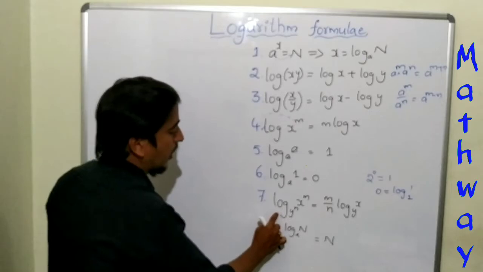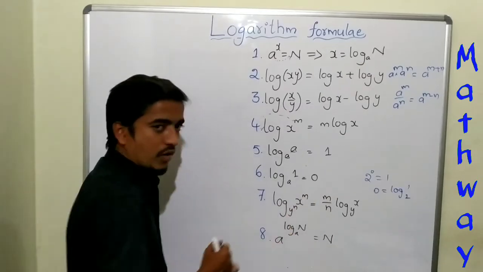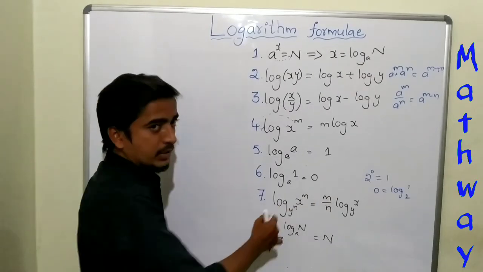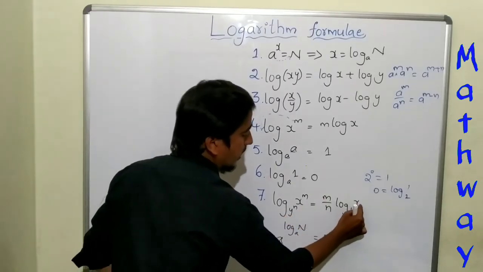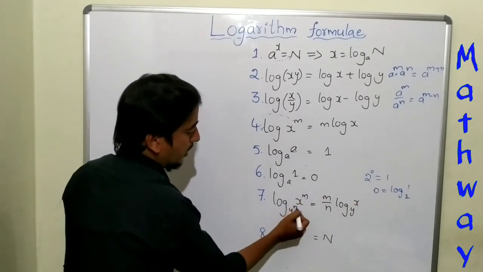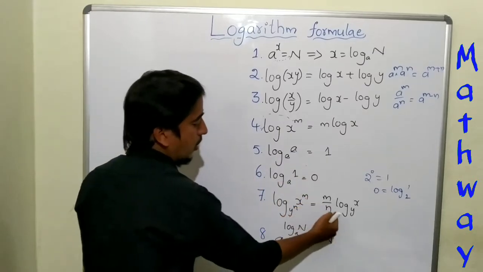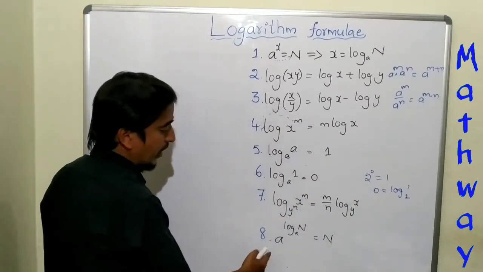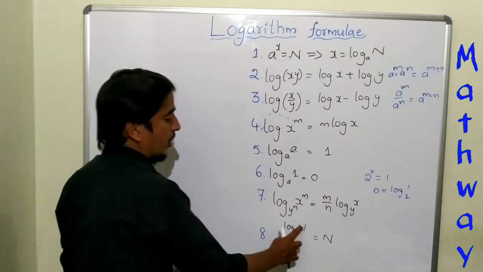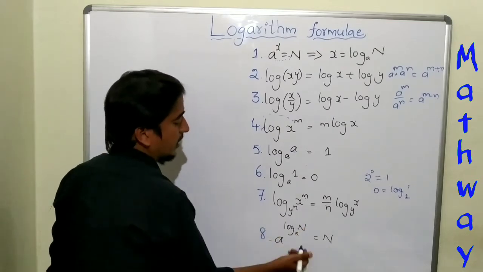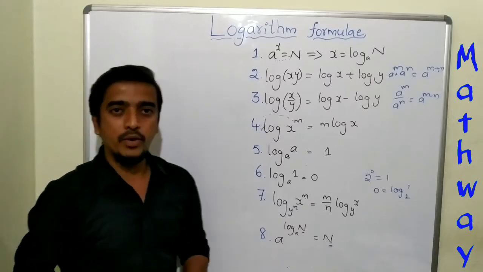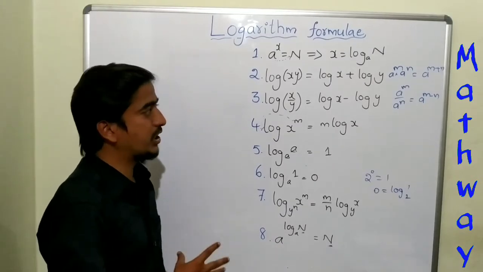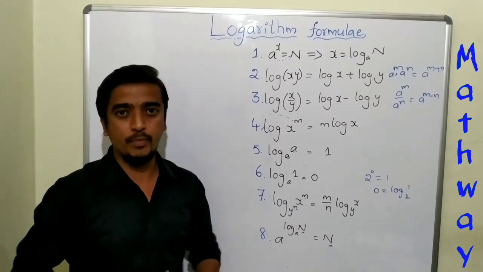The next, log x power n, y power n. Here the base also has an exponent. So for this, m by n times log x base y. Both exponents will come forward: m by n log x base y. And the final formula, a power log n base a is n. So whatever the n value, that only we will get. So these are the important logarithm formulas. Based on these formulas, we can solve the exercise 1.5 problems.